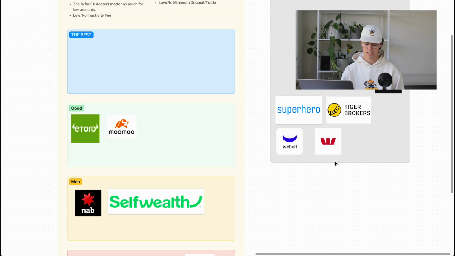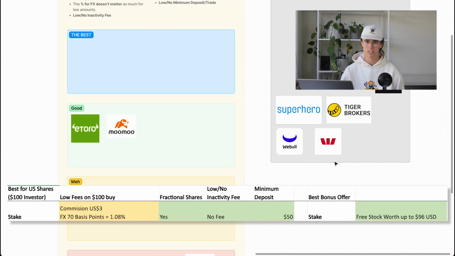Next app up is Stake. Now, Stake doesn't have a $0 commission, but the commission is relatively low.